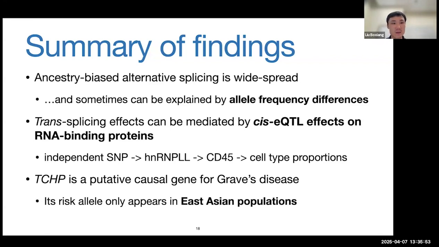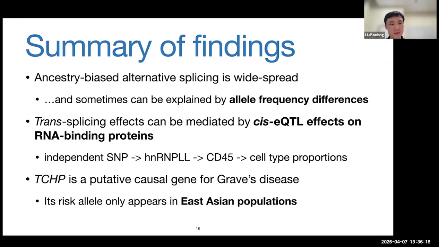The second point is that trans-splicing effects can sometimes be mediated by cis eQTL effects on RNA binding proteins. So here I showed you one example of two independent SNPs regulating the same gene, HNRNPLL, which then trans-regulates the gene CD45, and that changes cell type proportions of T cells.